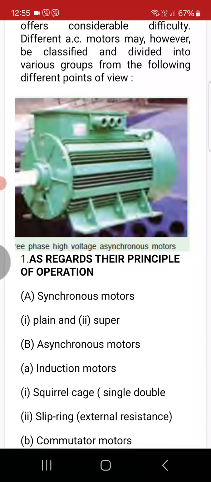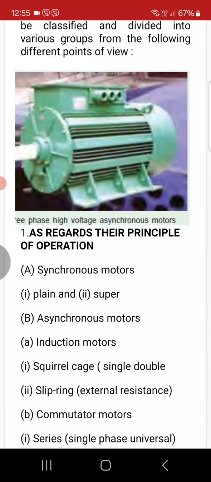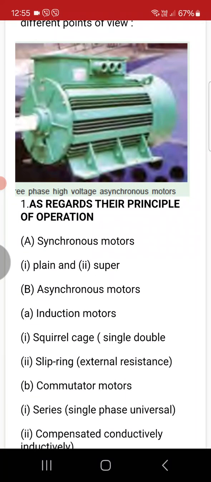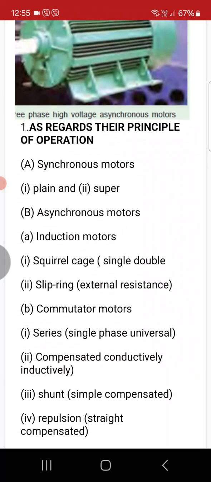In the figure, this is a three-phase high voltage asynchronous motor. As regards three-phase principle of operation, motors are classified as synchronous motor and asynchronous motor, or induction motor.